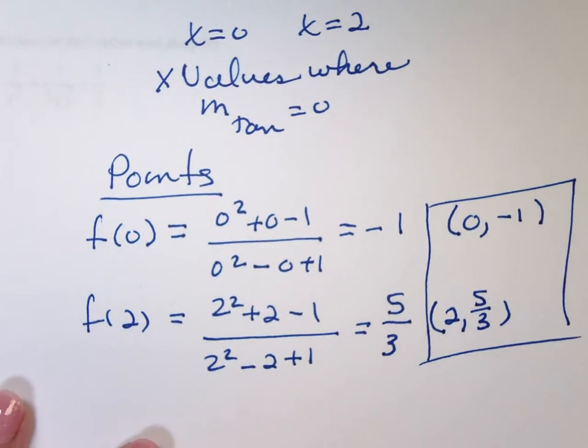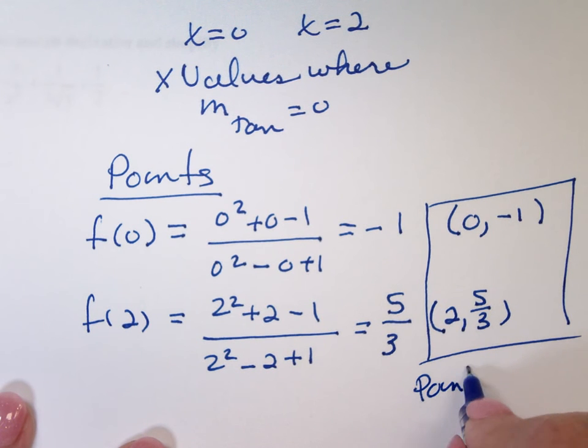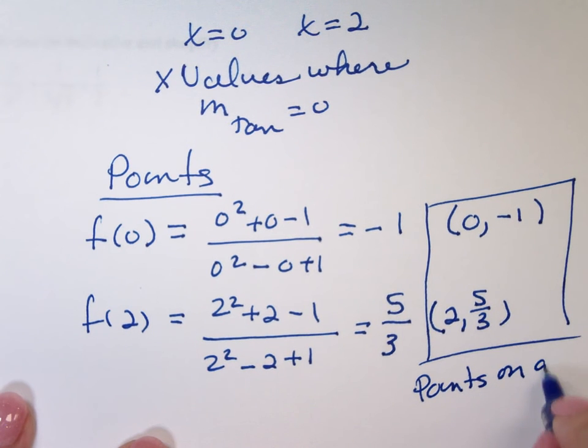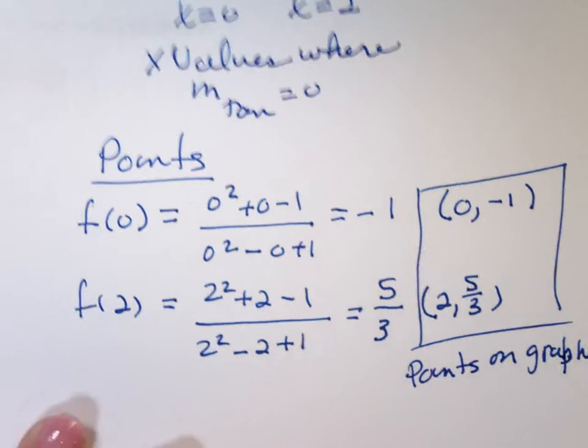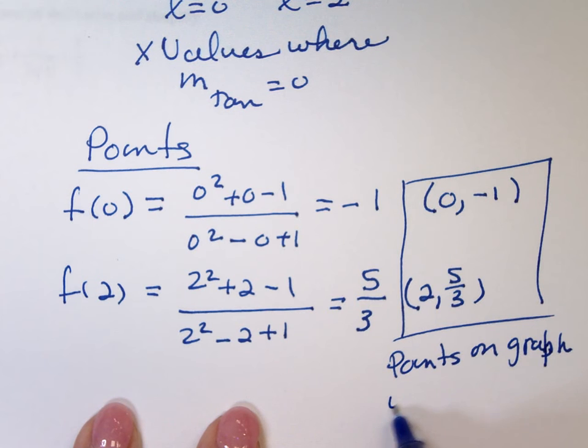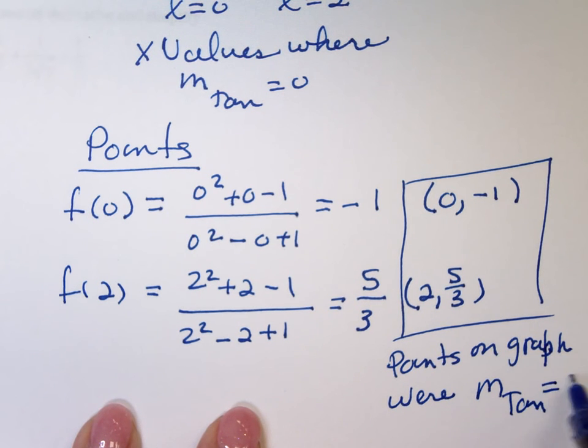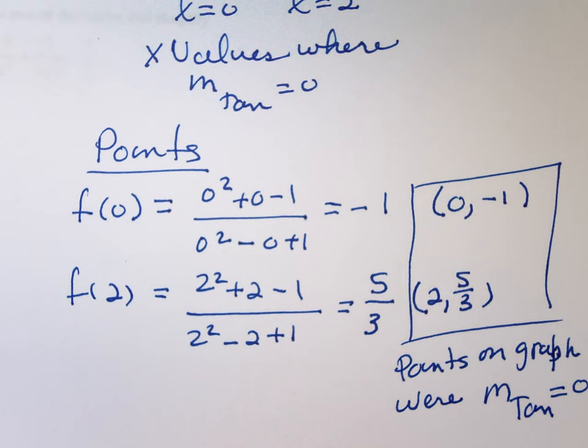So those would be the points on the graph where the slope of the tangent equals 0. And like I said, I personally use Wolfram Alpha if I need something that's going to help me cut back on the amount of work I'm doing. Because you guys, it's just going to take a lot of time.